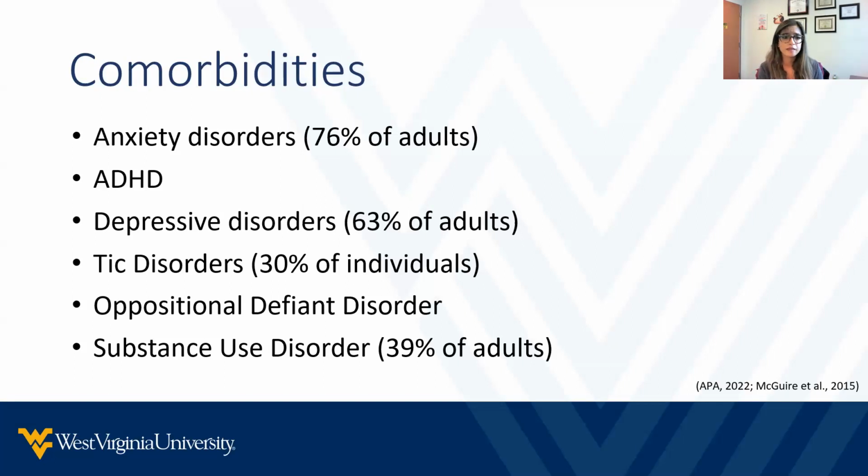ADHD can also be comorbid. Depressive disorders, about 41% also have major depressive disorder, which you can imagine could make you feel pretty bad. It could be pretty isolating. About 30% of individuals also have tic disorders. That's also more common in children. And then 39% of adults also have comorbid substance use disorder.